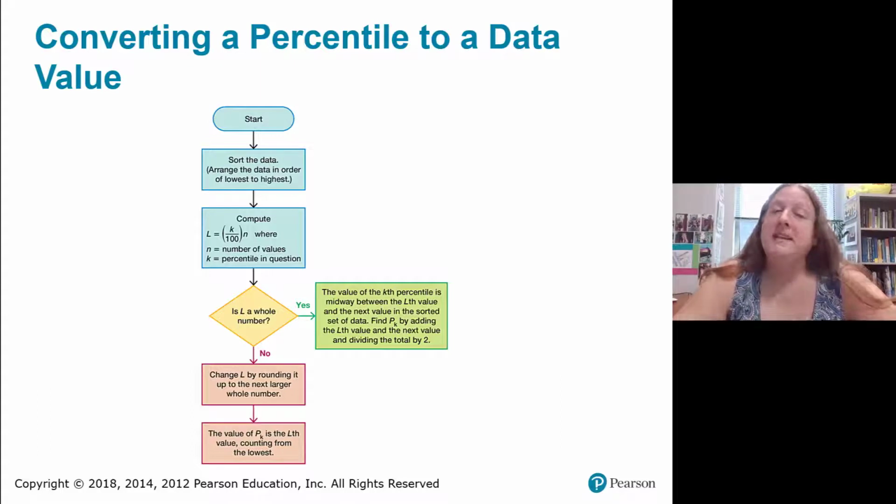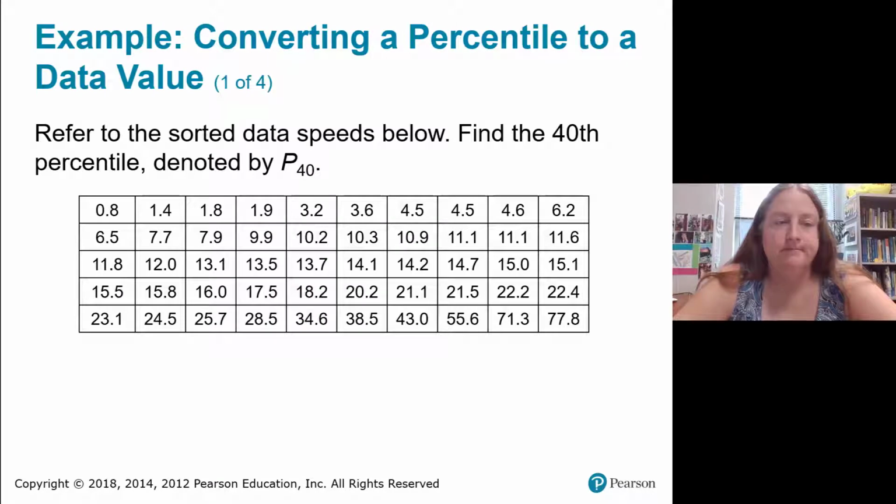If, however, L is not a whole number, so there's some kind of fraction or decimal happening, then we follow the arrow straight down, labeled no, to the red box, that says that we need to change L by rounding it up to the next larger whole number. And then the value of P sub k that we're looking for is the Lth value, counting from the lowest one. So let's take a look at an example.